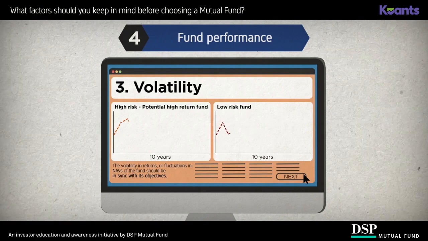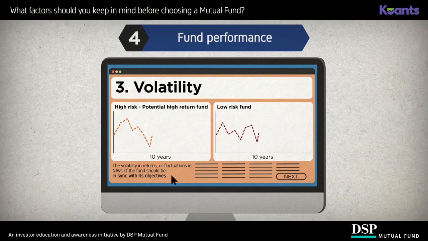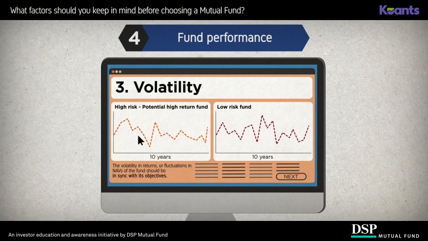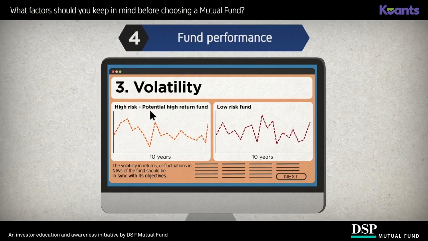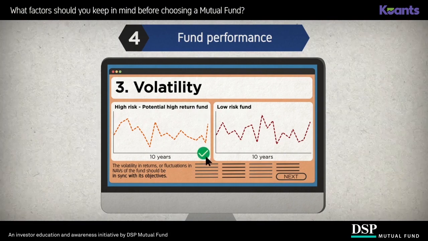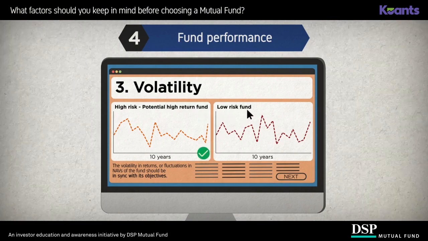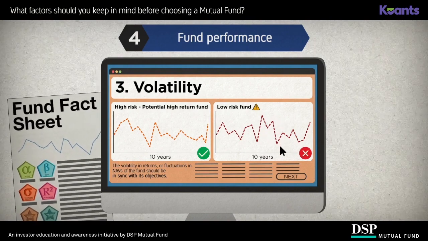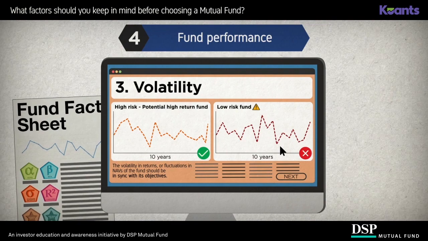The volatility in returns or fluctuations in NAVs of the fund should be in sync with its objectives. For instance, if the fund is a high-risk, high-potential return fund, then volatility is a given. However, if it is a low-risk fund, the returns should not be volatile. This can be checked with the help of risk ratios published in the fund fact sheets.